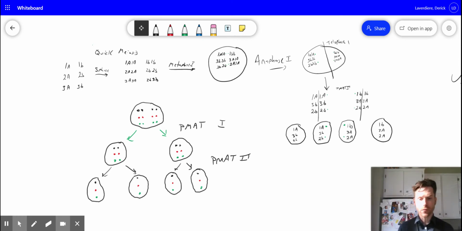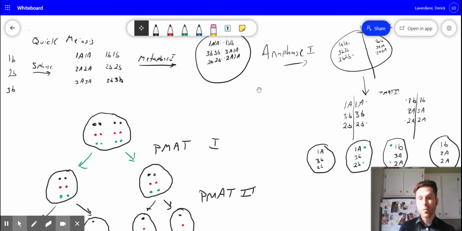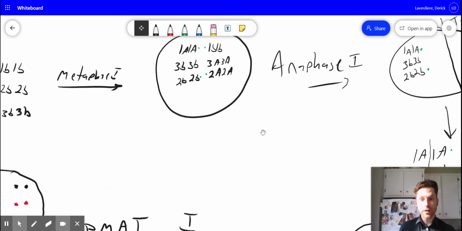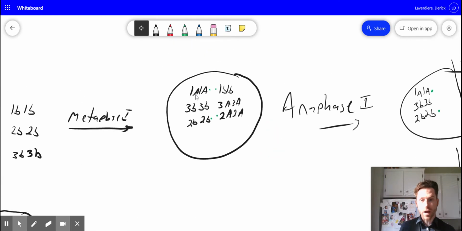Okay? And so during metaphase 1 of meiosis, the chromosomes are lined up down the middle of the cell. But it's very important that the homologous chromosomes are lined up together. So chromosome 1 is always going to be lined up with chromosome 1. So I have 1A and 1B. Then I have 3B, 3B, 3A, 3A, 2B, 2B, 2A, 2A.